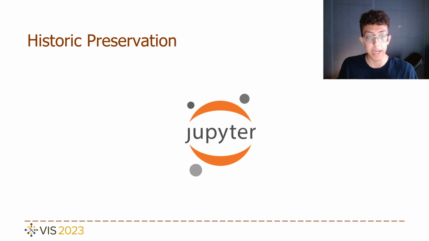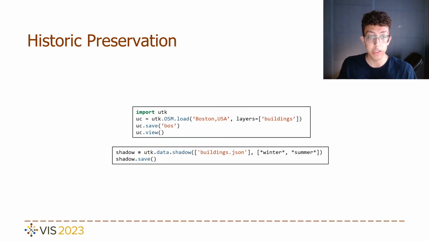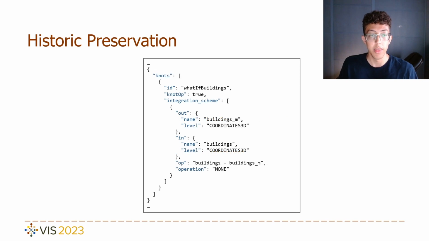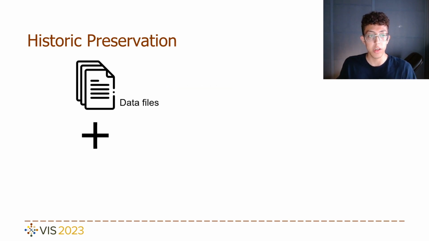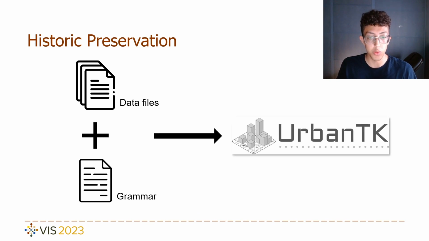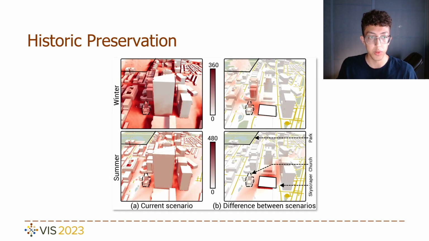We can start with the backend and use the Jupyter API to fetch the data. So we have fetched the buildings for Boston and, using our shadow simulation, simulated the shadow cast in winter and summer. Then we can define the grammar using the knots to build the what-if scenarios, comparing when the building is there and without the building. Now, having the data files and also the grammar, we can input those to UrbanTK and have a final visualization.